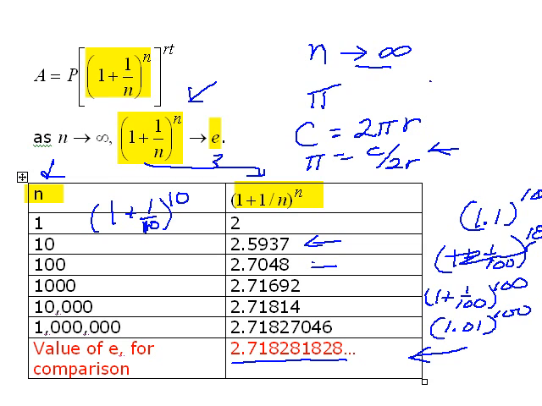You get this number. So if you keep using bigger and bigger values of n, you will notice a trend. Again, this is not a proof, it's just something you notice. The numbers get bigger and bigger, but they seem to kind of level off. And you can see how it's getting closer and closer to the value of e.